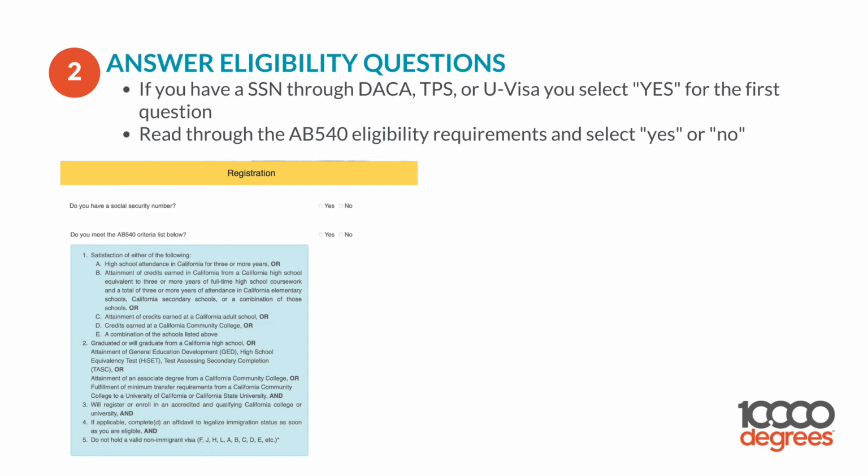The next section is going to ask, do you meet AB 540 criteria? This is going to be very important. And what that means is that, are you either one, graduating from a California high school this year or receiving a GED, as well as if you have been going to a California school for 3 or more years. And this can be a combination of elementary, middle, and high school.